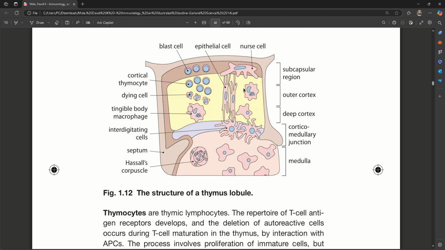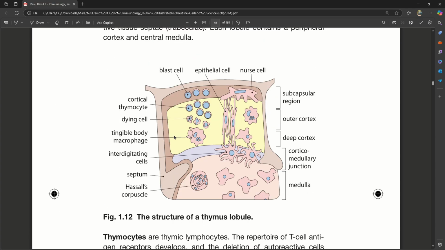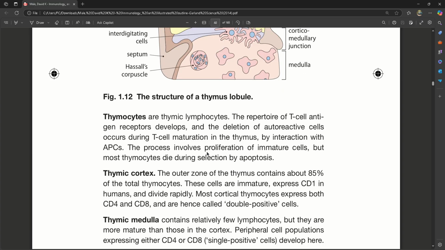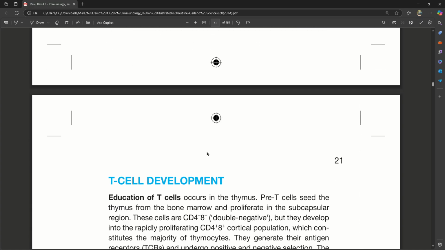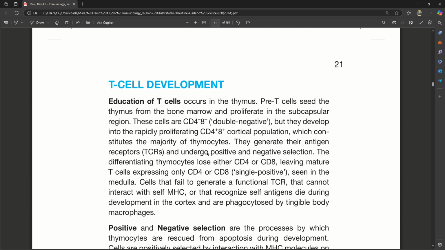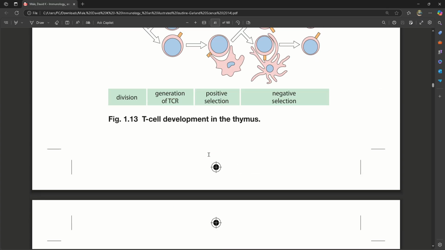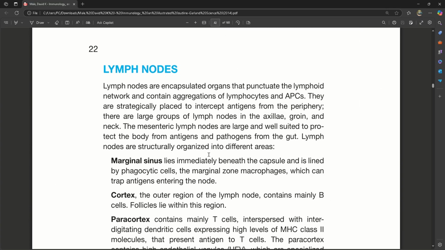So you can see most of the activity will be in the cortical region, and these dendritic cells will help in the process of selection and maturation of T cells, and they will play an important role in the development of T cells. So next organ is lymph nodes.